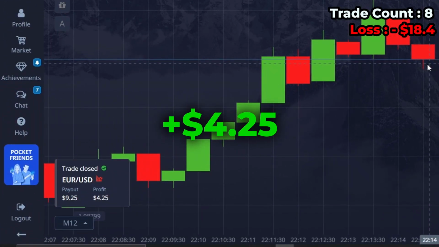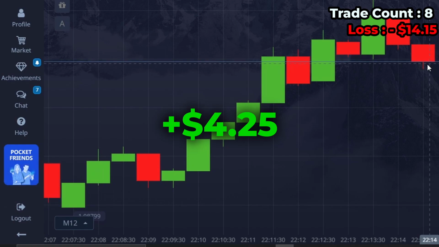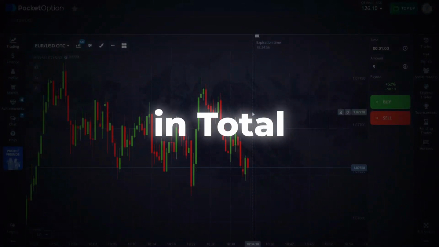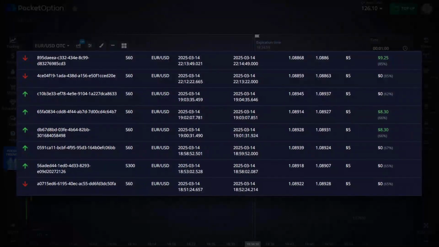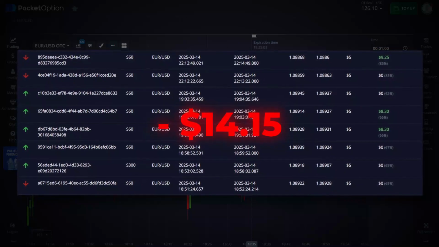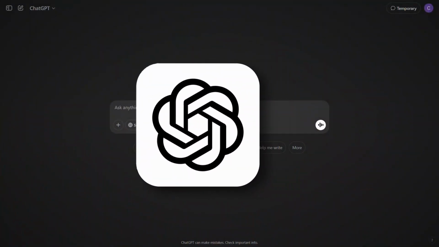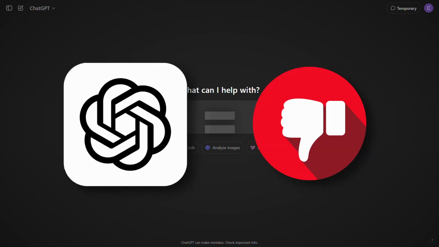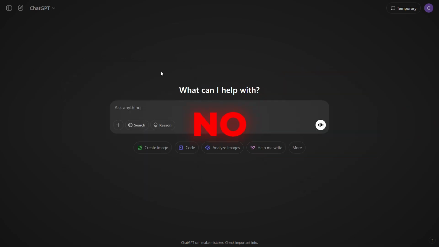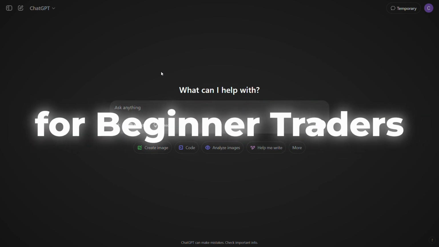As you guys saw, I lost 1 trade and won the other. This means in total, I have placed 8 trades in which I only won 3, meaning I lost nearly $15. Does this mean AI trading is bad and inaccurate all the time? No. AI trading is not necessarily bad and can be really helpful for beginner traders.